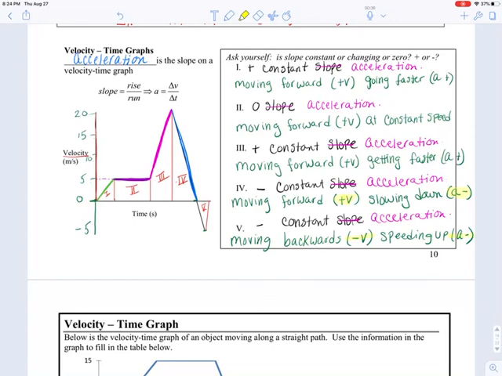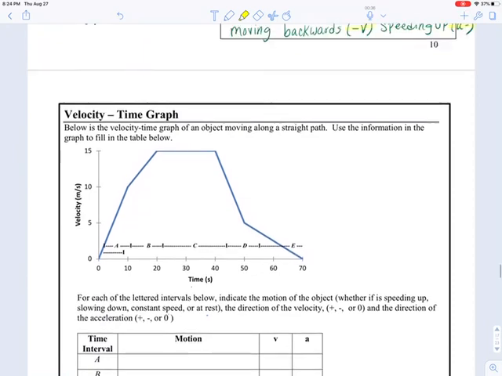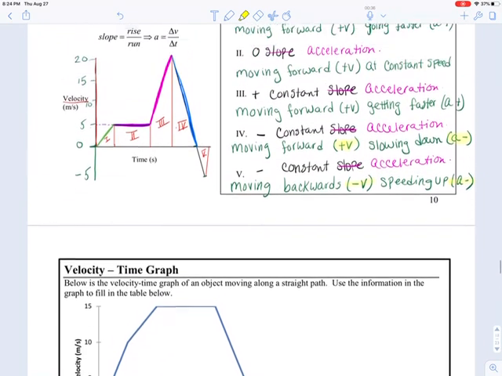Okay? All right. So go ahead and stop this. You're going to answer the questions on Canvas. Then you will go and try the velocity time graph fix-in on your own, and then watch the video to see how we do it.